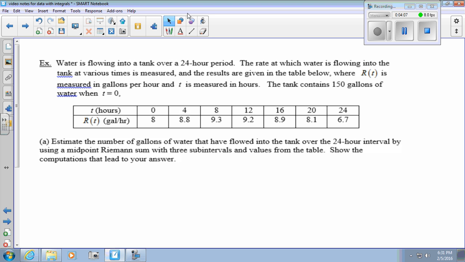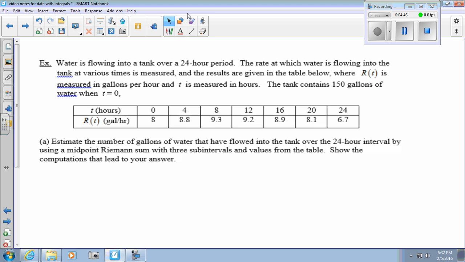So to estimate my integral using this data, I'm going to plug my numbers in. I would have 8 times 8.8, which was the f of 4. 8 times 9.2. 9.2 is your f of 12 from the table at the top. And f of 20 is 8.1. And when I multiply and add these all together, I get 208.8 gallons. So in 24 hours, there have been 208.8 gallons of water added to the tank.